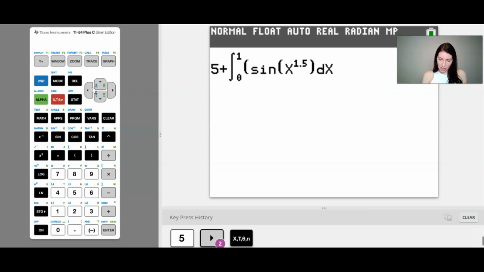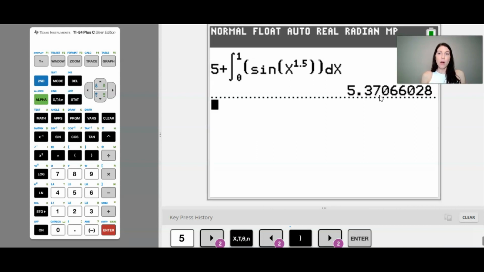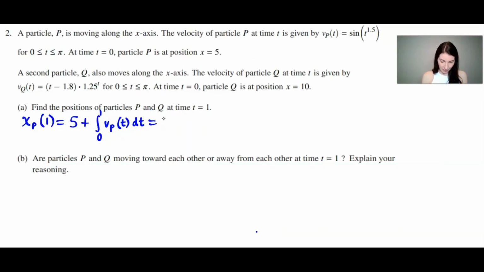I think I am missing a parenthesis. I don't know if it would make a difference, but I'm going to go back and add that. Okay, so I think that is going to be our position at t equals 1 for particle P. Remember, if you are taking the AP exam, you always want to round or truncate to at least 3 decimal places. So I'm going to round in this one, and I'm going to say 5.371. And then I always like to write a sentence for my answer. So here I would say, at time t equals 1, the position of particle P is 5.371.